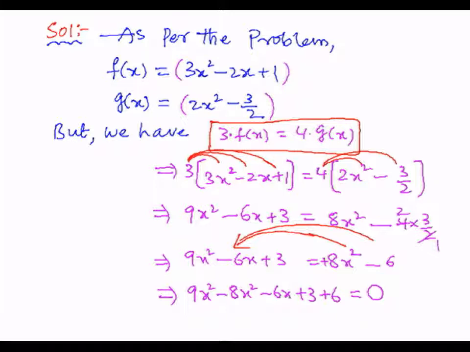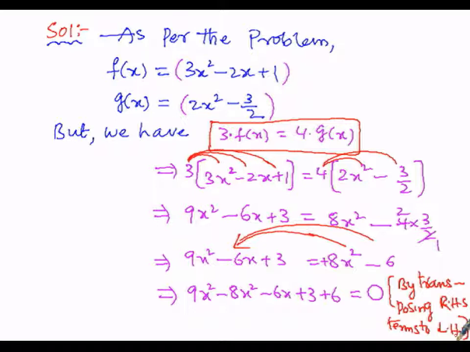We got this logical step by transposing the right hand side terms. The right hand side terms, 8x square and minus 6, are both transposed over to the left hand side.